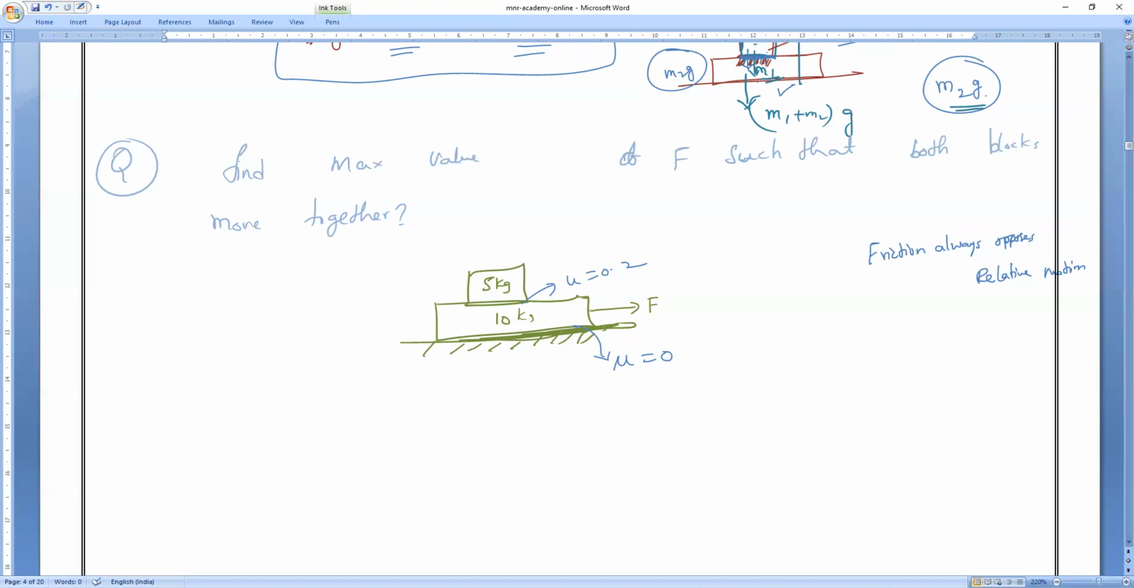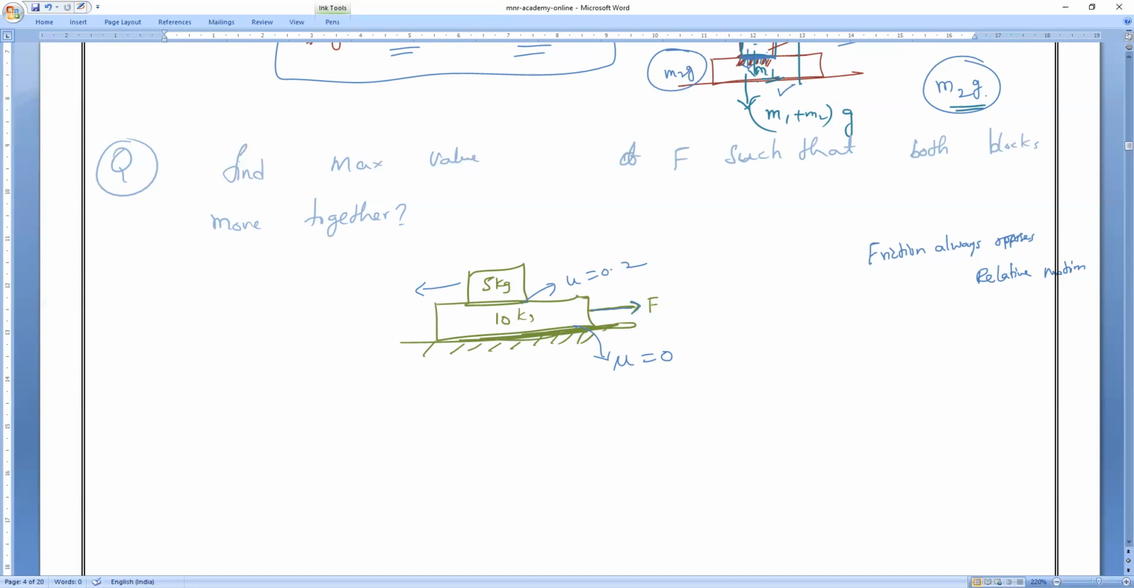Now I am applying a force on the first body, trying to drag it. I don't know what force, some small force, let me imagine. By the time, will the second body move in the backward direction or forward direction? Please respond. Backward direction. Am I right or wrong?